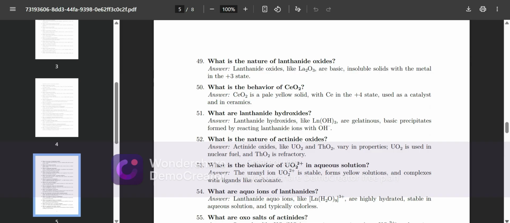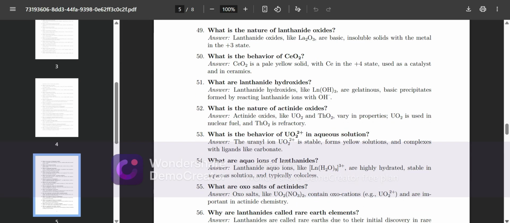What is the nature of lanthanide oxides? Lanthanide oxides like La2O3 are basic, insoluble solids with the metal in the +3 state. What is the behavior of CeO2? CeO2 is a pale yellow solid with Ce in the +4 state, used as a catalyst and in ceramics.